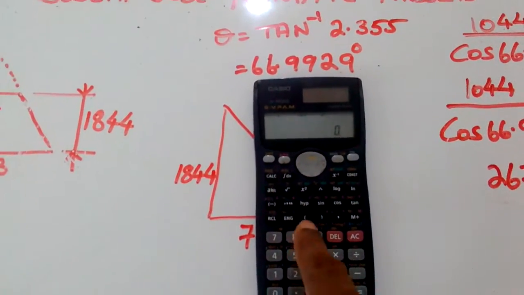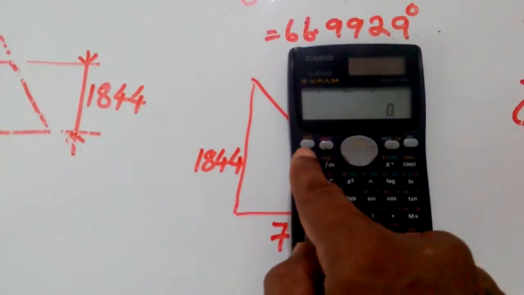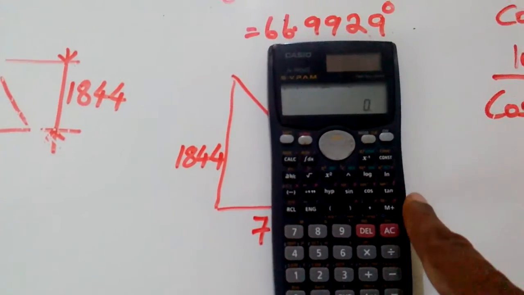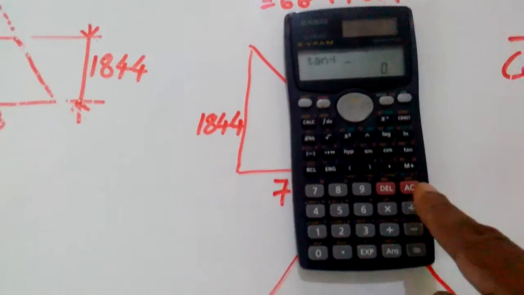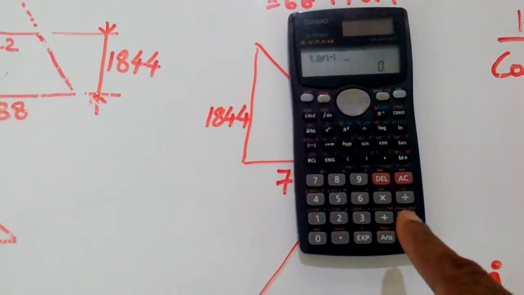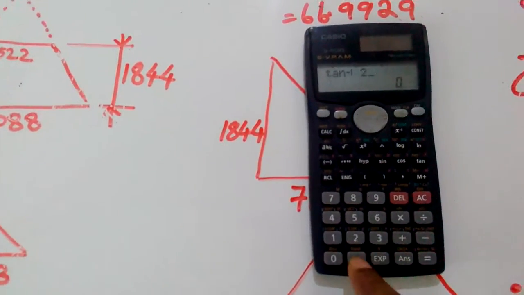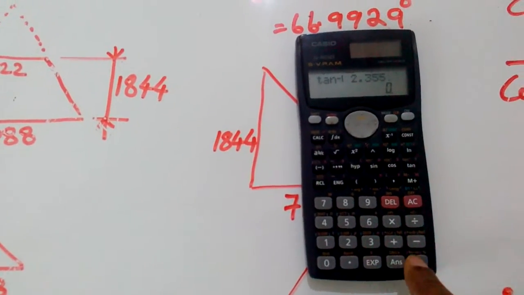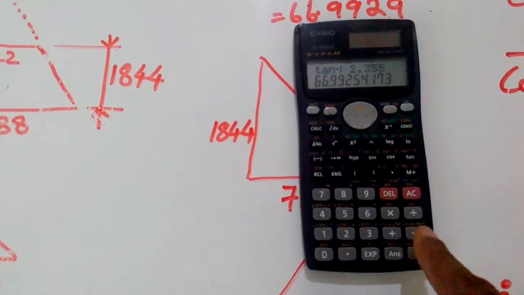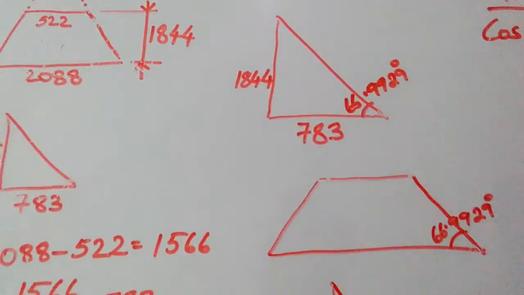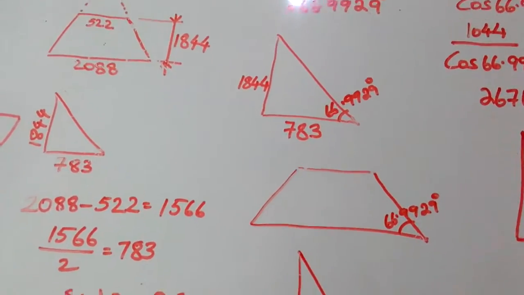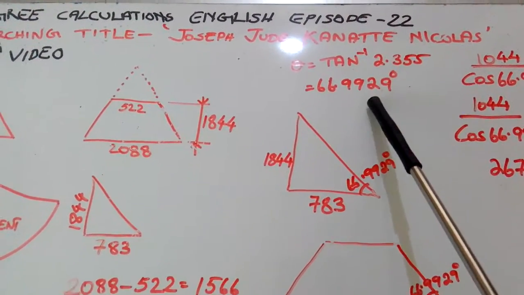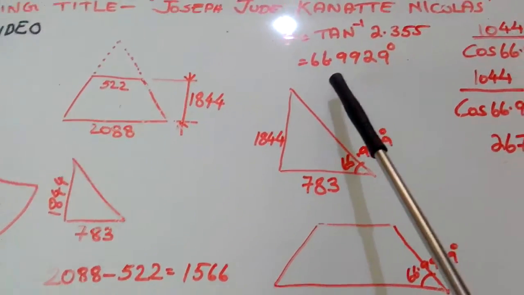I shall show you. We have to find tan inverse. First of all, we press shift, afterwards we press tan, and we apply the value 2.355. Then we will get the answer 66.9929. This is the degree. This is theta.